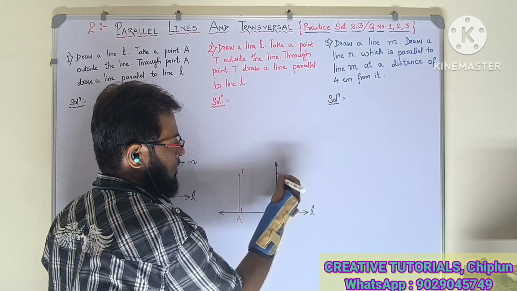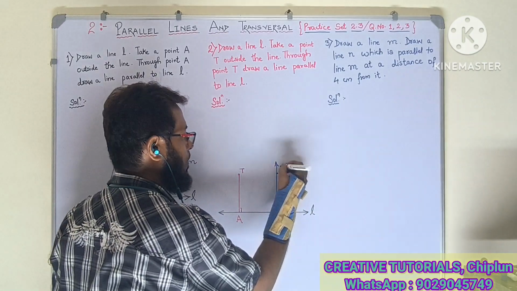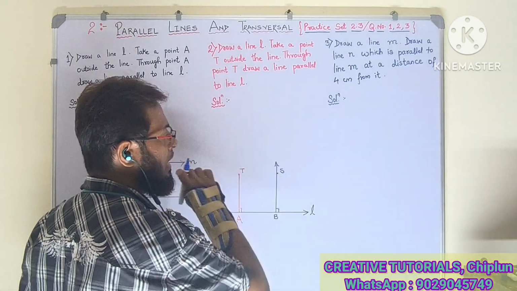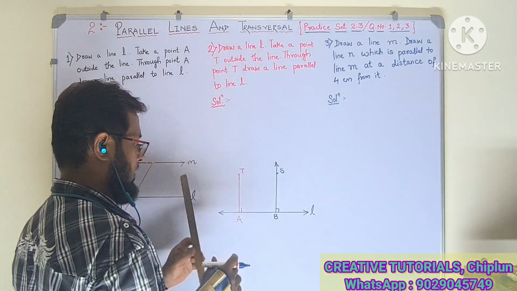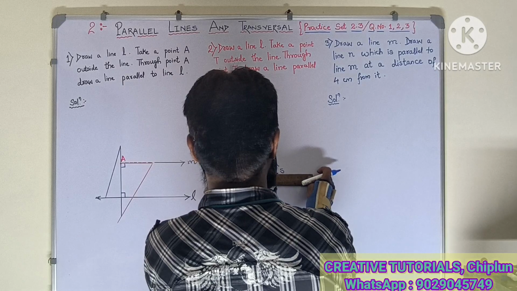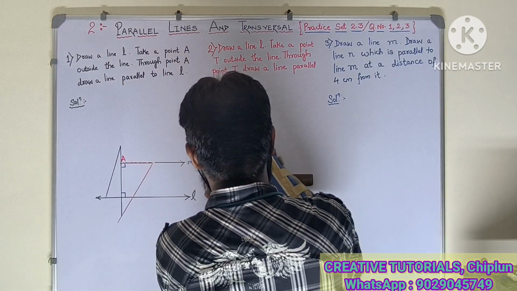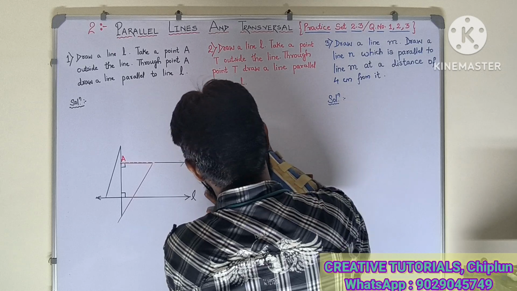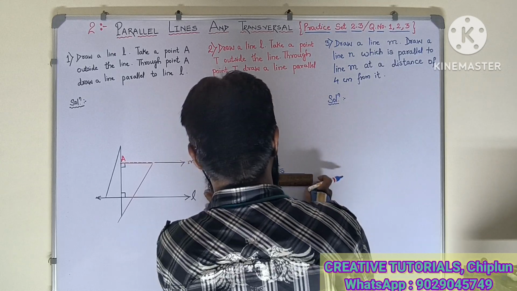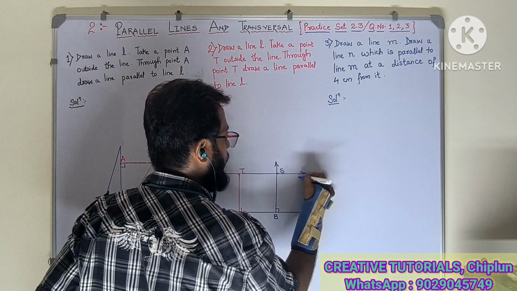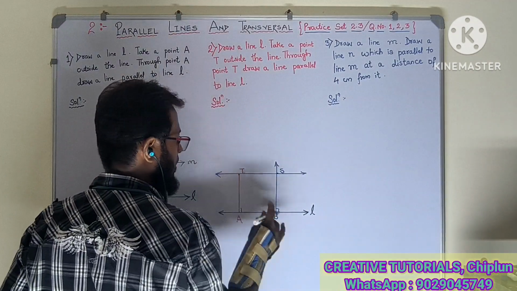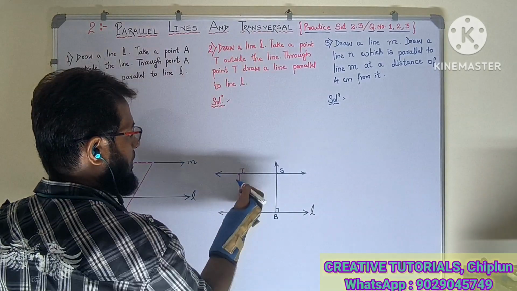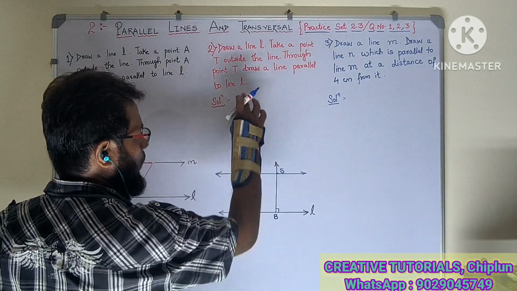So this is the point which we are getting, of the same measure as TA. Let me call it S. Now we are going to join T and S and extend it on either side. After joining T and S, let me extend it on this side and this side as well. This line we have got is nothing but parallel to line L.